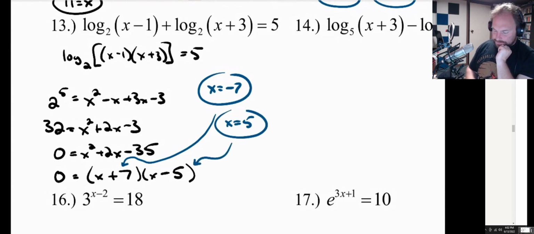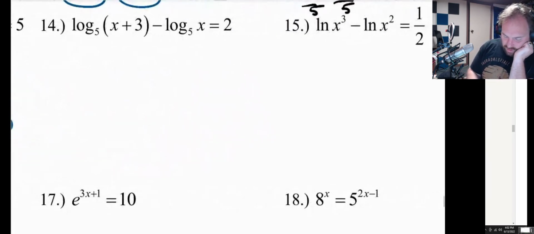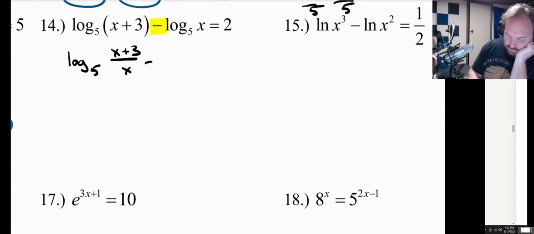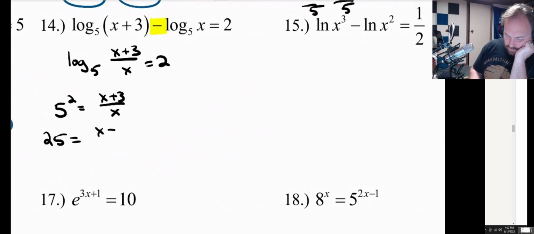There we go. Number 14, let's start by combining these. This time we got to divide because we have a subtraction sign. So this is log base 5 of x plus 3 over x, which equals 2. Let's go ahead and rewrite it as an exponential. That's 5 to the 2nd power is equal to x plus 3 over x. That's 25, which equals x plus 3 over x.